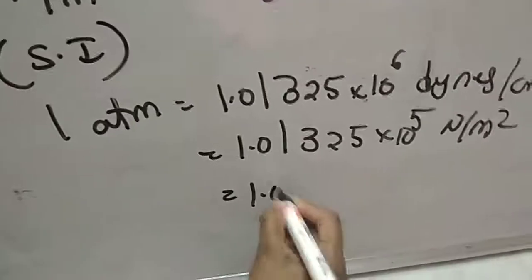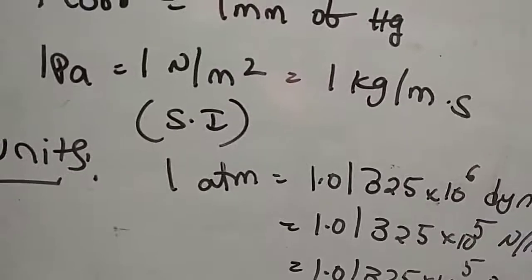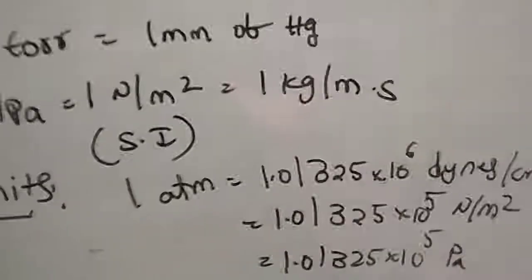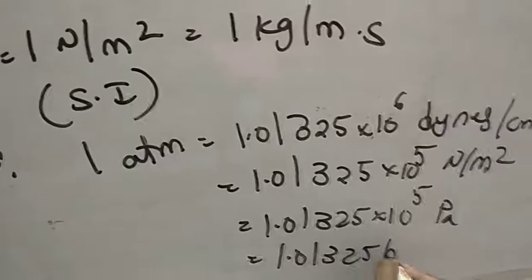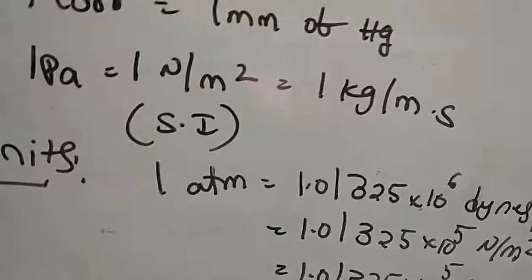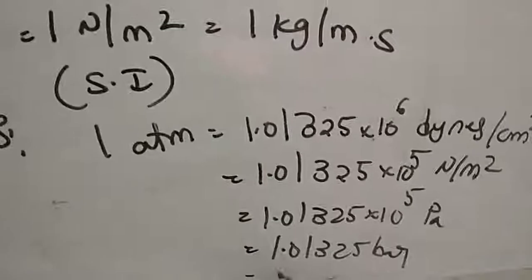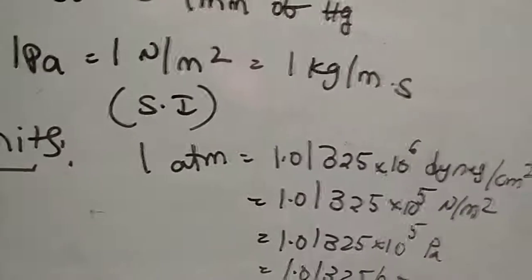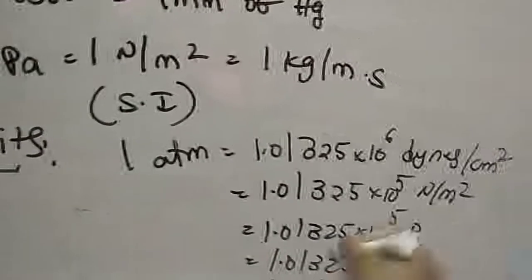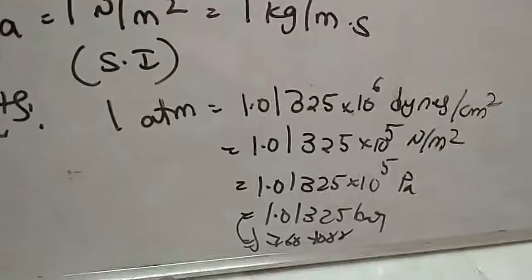And you can consider this 1.01325 into 10 to the power of 5 even in pascals. This 10 to the power of 5 pascals is 1 bar. So you can write 1.01325 bars. Anyway, 1 atmosphere is 760 mm of Hg, so you can write 760 torr. That means 1.01325 bar equals 760 torr.